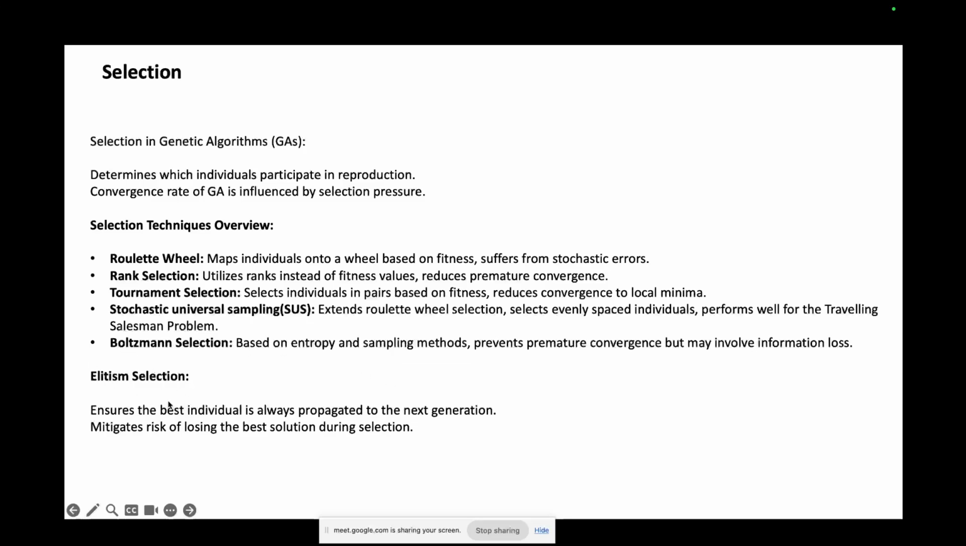There is also the concept of elitism selection, which ensures the best individual is always propagated to the next generation, and it mitigates the risk of losing the best solution during selection. When you are doing roulette wheel or tournament selection, it can happen that the best solution is not selected for the next generation, because there is a lot of probability involved. If you want to ensure the best solution always goes on, you categorize the solutions into different parts. The best solutions you take out already to go into the next generation, and for the rest you use any of these techniques depending on the problem you are trying to solve.